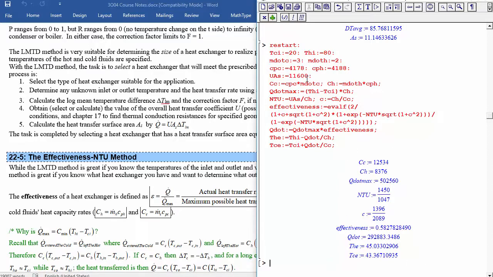What could you do to make this better? Well, you could increase the number of transfer units by increasing UA_s. So we could go from here up to twice as long, and let's see how much better it gets. Yeah, so now because the shell and tube passes kind of counterflow in its nature, this means the exit temperature of the hot fluid has gone down below the exit temperature of the cold fluid.